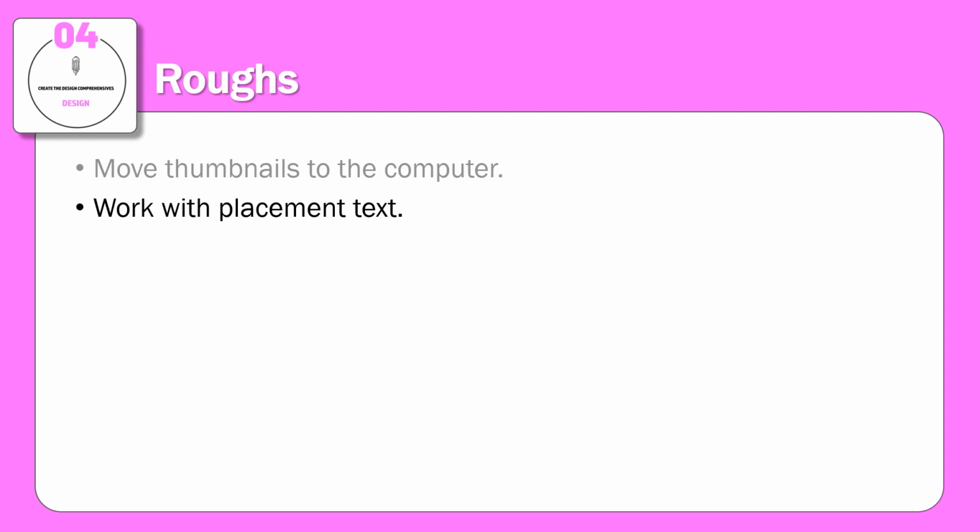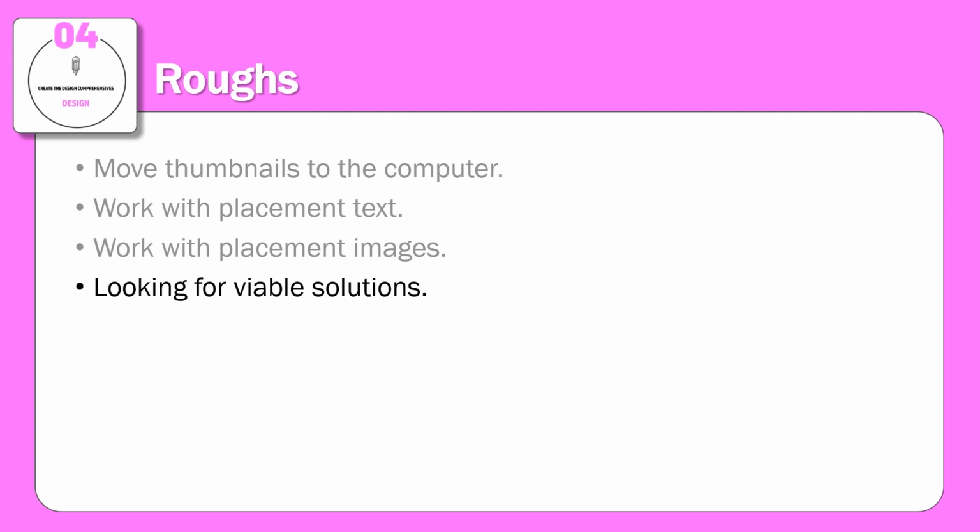Now, speed is of the essence here. You might have 20 ideas, so we need to start working with them. So we're going to use what is called placement text, which is just fake text. You're going to start putting the images, the text where you think it might go. You're also going to start working with placement images. You might not have final images, so you're just going to use things real quick to go in there. And ultimately, you're looking for viable solutions that answer your ideas that you came up with in the previous phase.